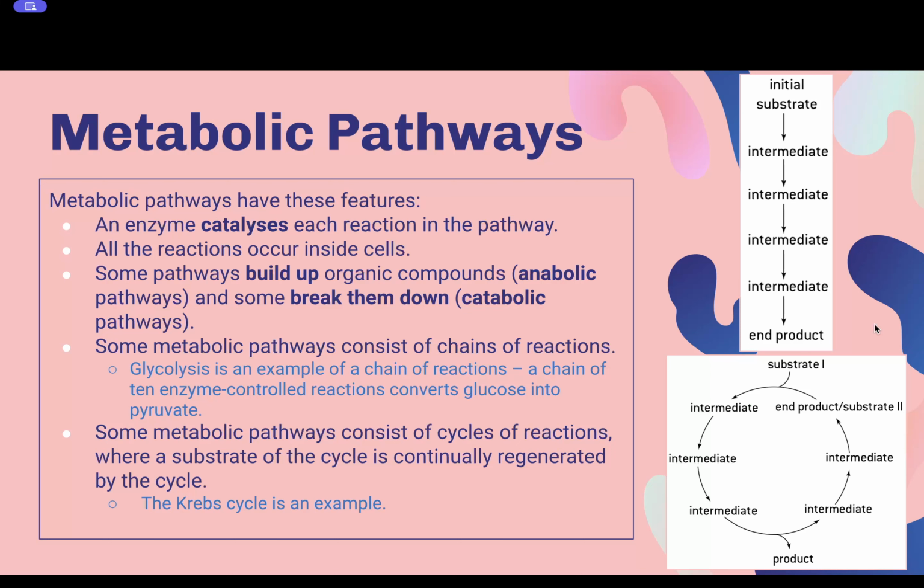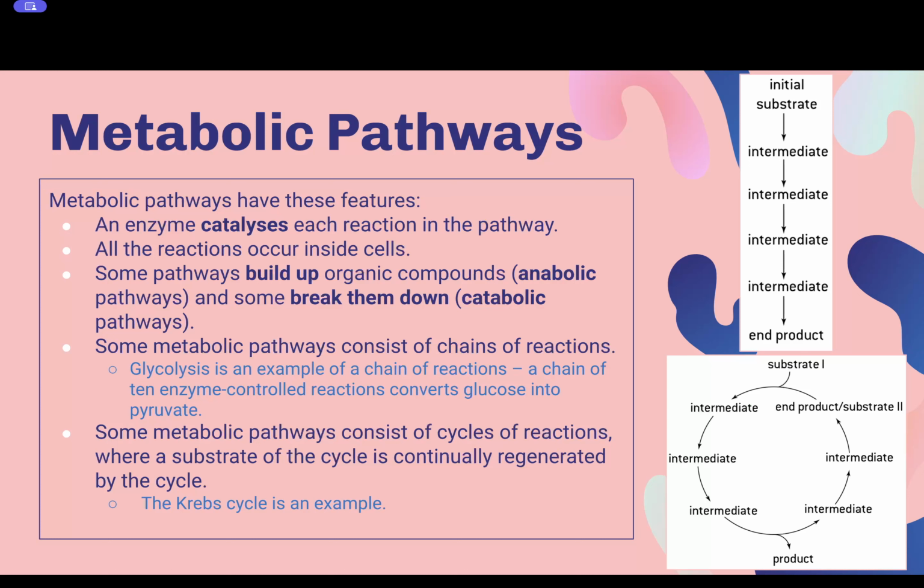Metabolic pathways. So metabolic pathways are complete pathways to reach from the initial substrate to the end product. And metabolic pathways always have these features. So there's always an enzyme that catalyzes every single reaction. All the reactions have to occur inside the cells, and oftentimes they are usually in the cytoplasm or the mitochondria.